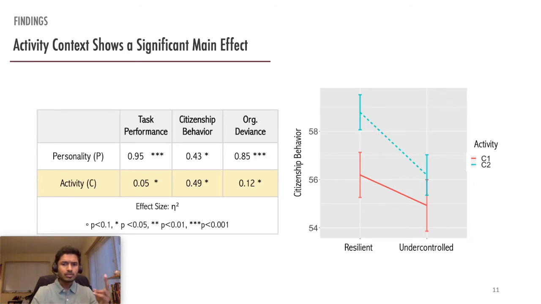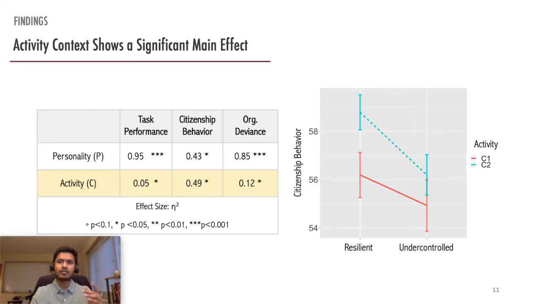Therefore, there are two possible values for each cluster. So this way we now have a 2x2 significant main effect test. The reason we perform this test is to figure out if the activity matters at all. We find from our experiments that the activity context is a significant factor for all job performance measures.